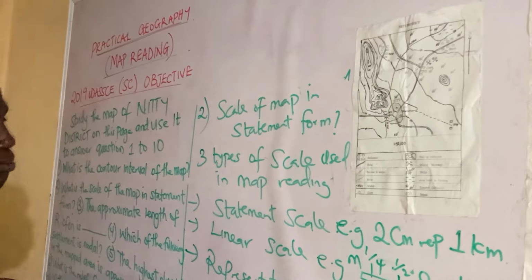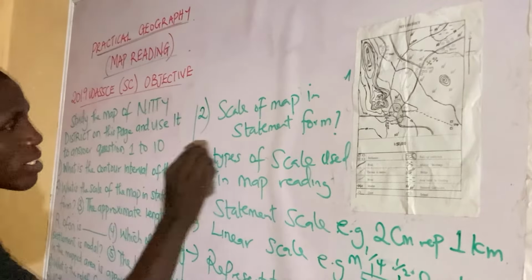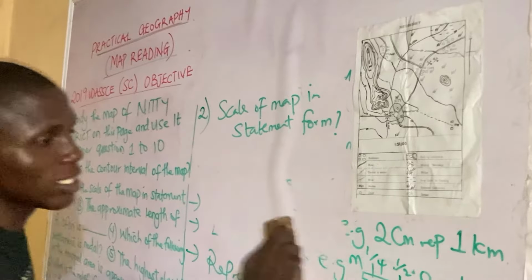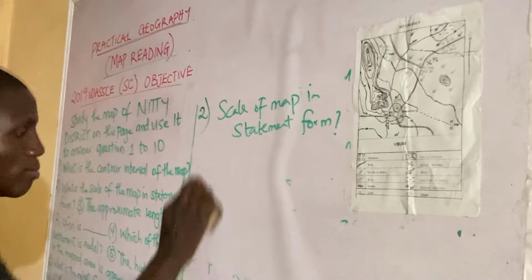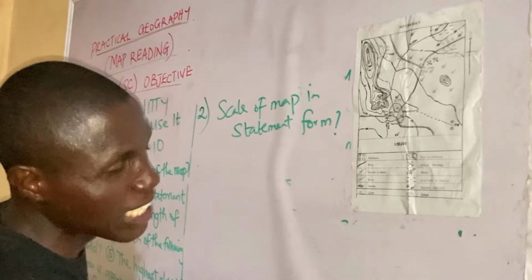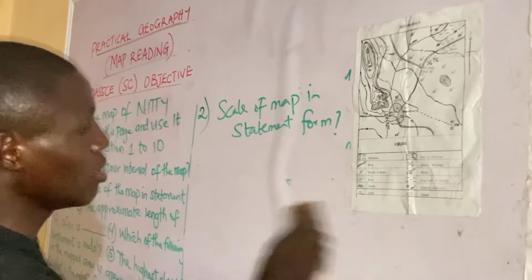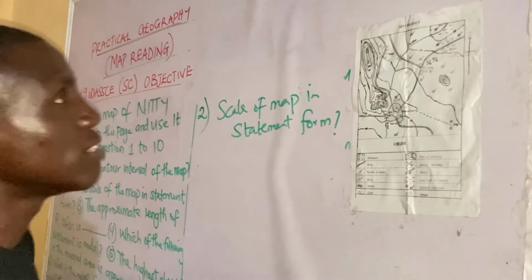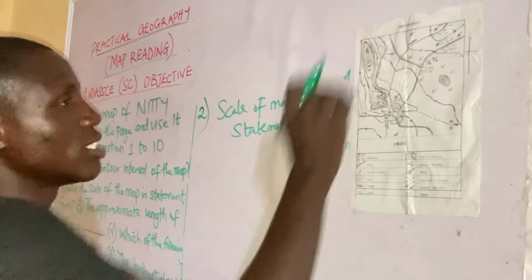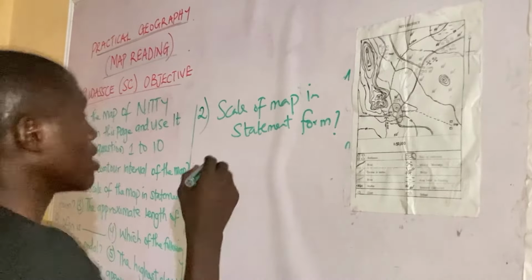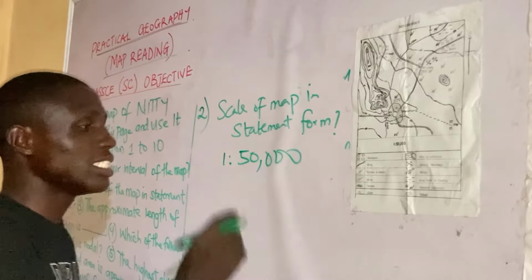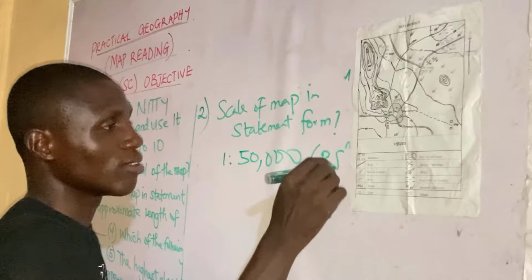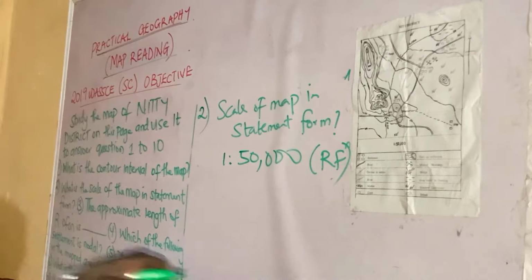Now the question, coming back to the question, says: what is the scale of the map in statement form? When you go to the scale of the map of Nitti district, the scale of the map for Nitti district is given as 1:50,000, which is the RF for the scale. Now we are asked to take it to statement scale.